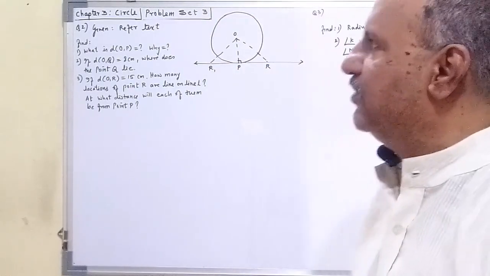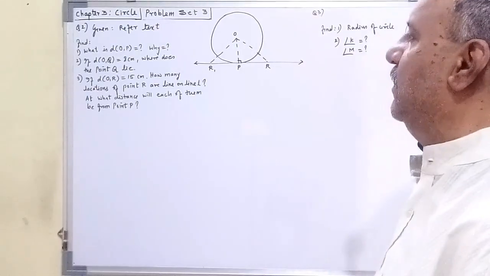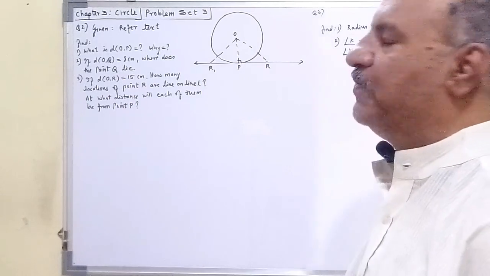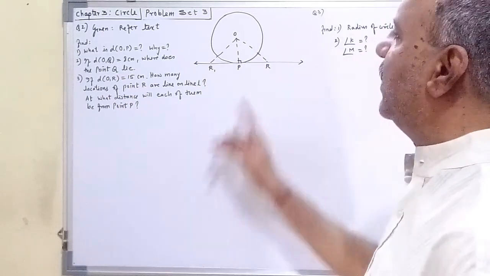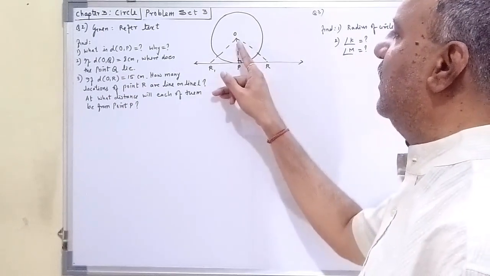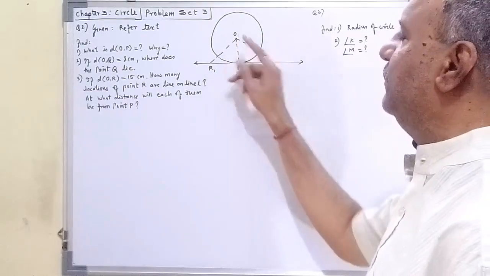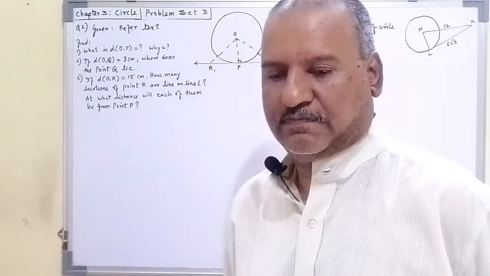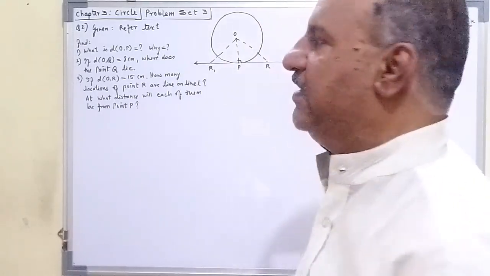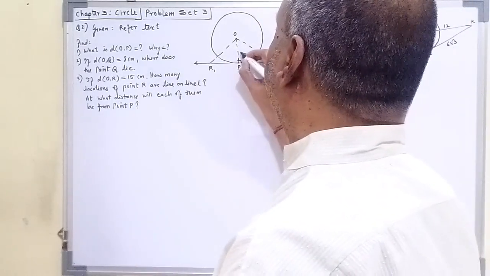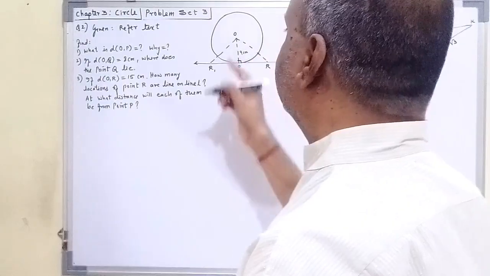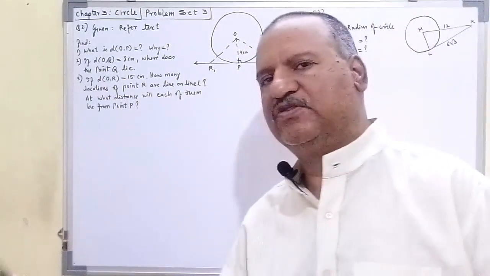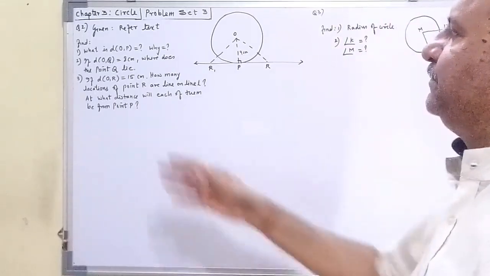Let us start now. Question number 2. You have to find OP. What is distance OP and so on? What they have given us is a circle with center O. Radius is given to us as 9 centimeters. So OP will be 9 centimeters. You can see by definition OP is a radius, right? Radius is 9 centimeter given. So distance OP will be 9 centimeter.